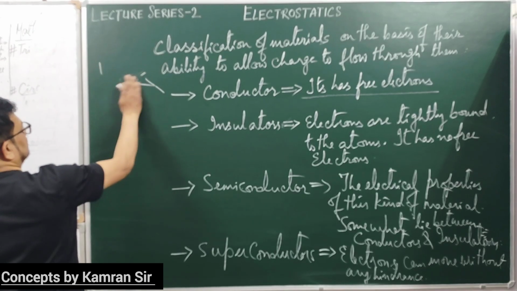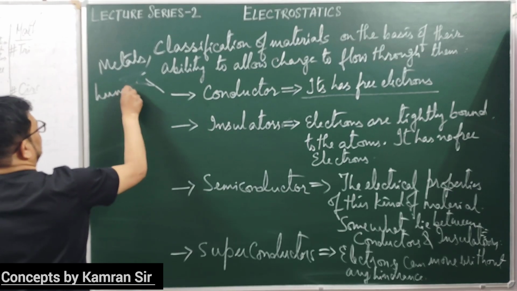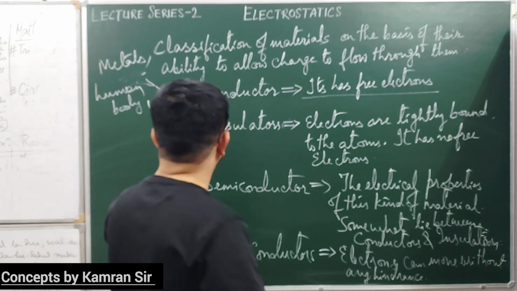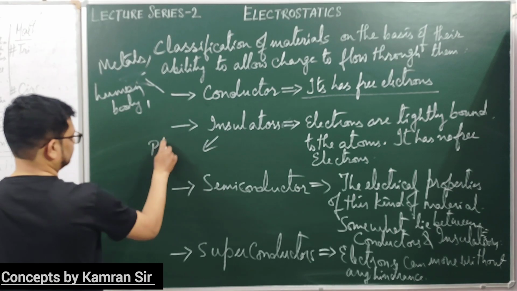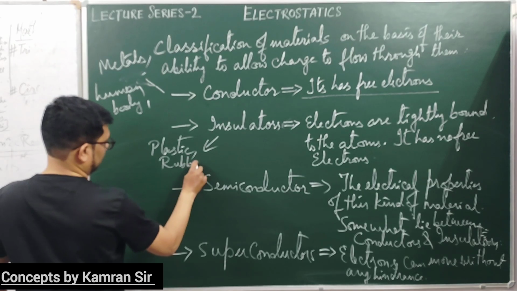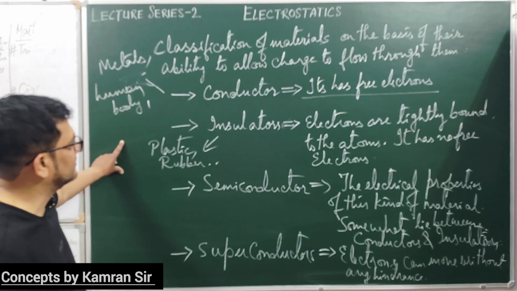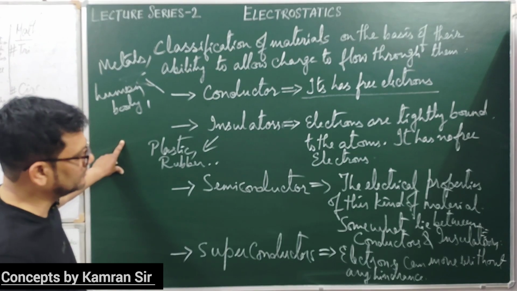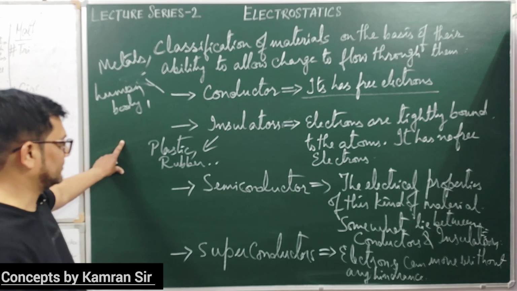So conductors could be metals, even the human body conducts, or water with impurities. These are a few examples of conductors. Insulators: plastics, rubber, etc. So these kinds of materials could be taken as an example to understand the behavior, that the electrons are tightly bound in the atom, so there are no free electrons, and so it restricts the flow of electric charges.